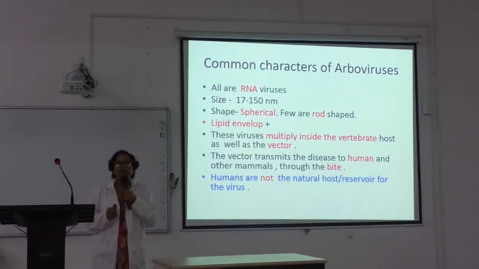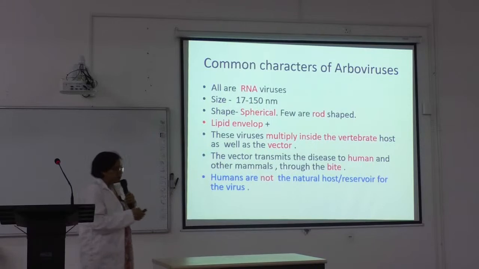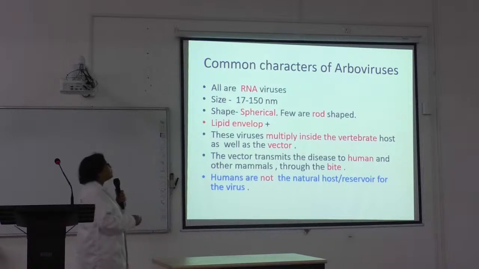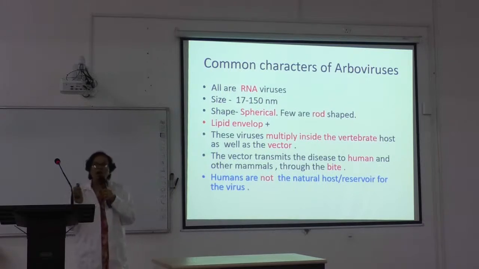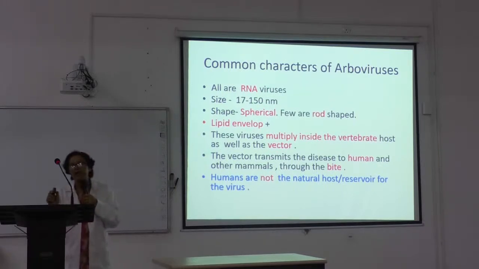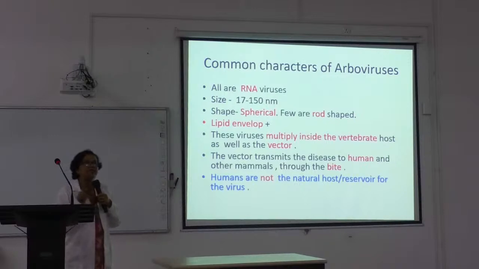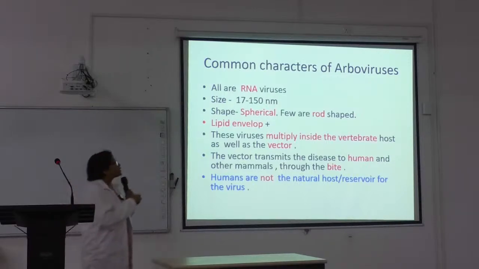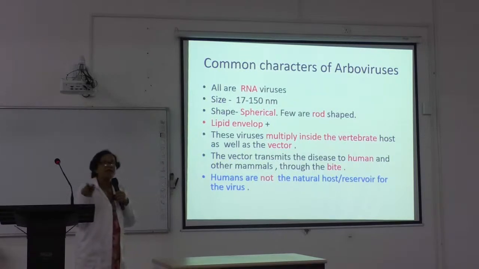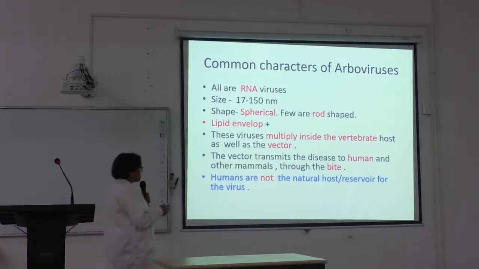This is the common character of all arboviruses. All are RNA viruses, all are spherical or rod shaped, they have a lipid envelope, they multiply inside the vertebrate. When they multiply inside the vertebrate, it is called the intrinsic incubation period. But when it comes out and multiplies in the Culex mosquito or arthropod, then it is called the extrinsic incubation period. And humans are not the natural host or reservoir, but they are the only sufferer.